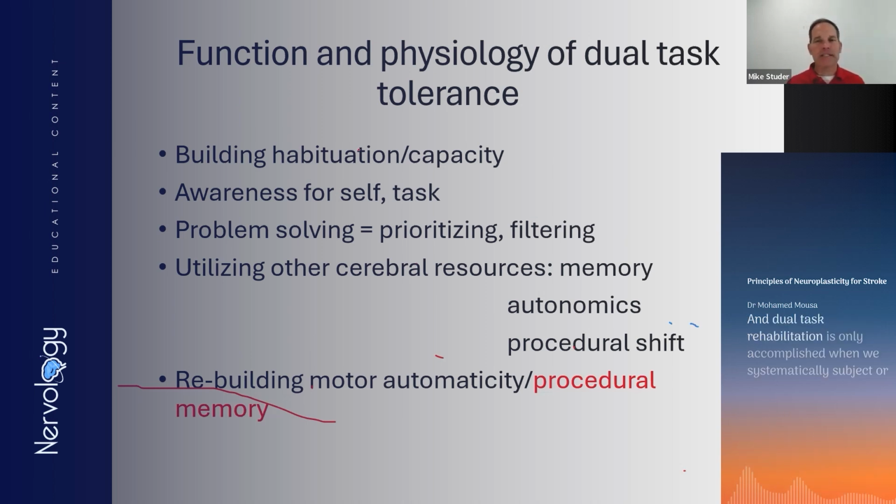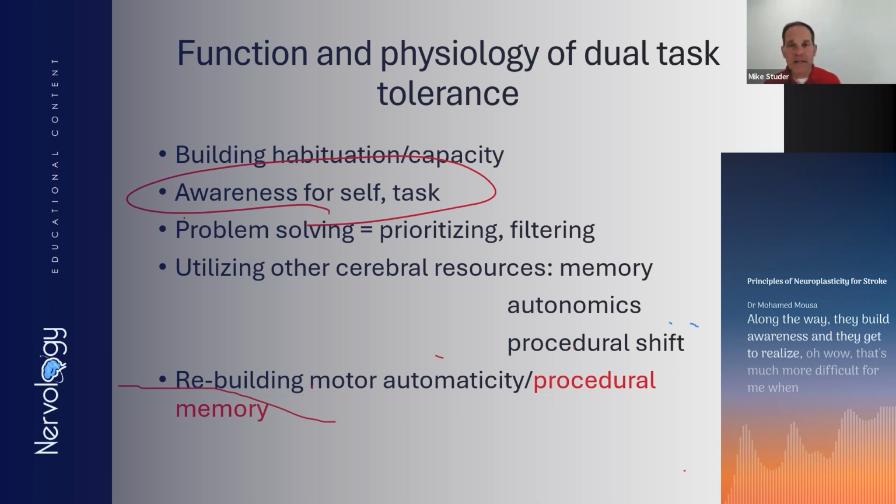Attention and dual task rehabilitation is only accomplished when we systematically subject or expose patients to distractions, and they know we're trying to distract them, and they try to compete, elevate their attention up, and keep their performance up even when we're distracting them. We don't allow them to fail every time. We don't allow them to succeed every time. Along the way, they build awareness and they get to realize, oh, wow, that's much more difficult for me when there is a distraction. That helps to build awareness.